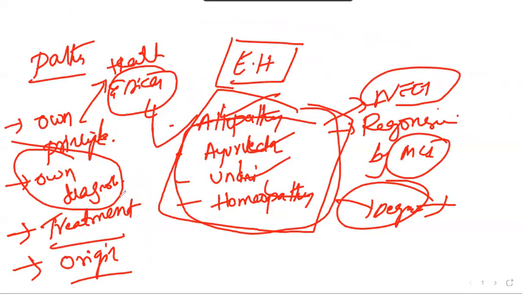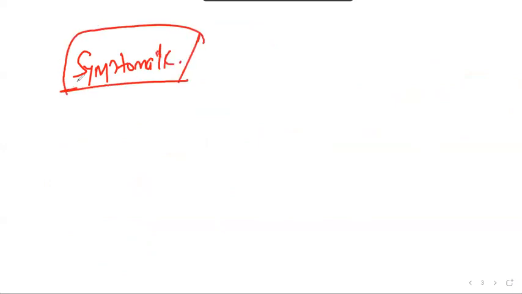And the third is treatment. Okay, what is the way of treatment in allopathy? We know that it is symptomatic based first. Symptomatic treatment, they have very much belief in symptomatic treatment.